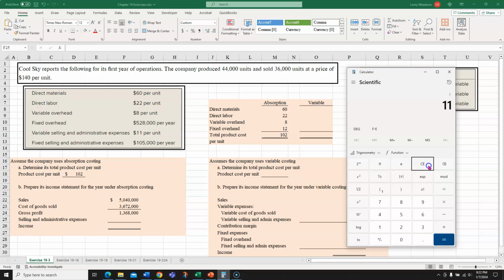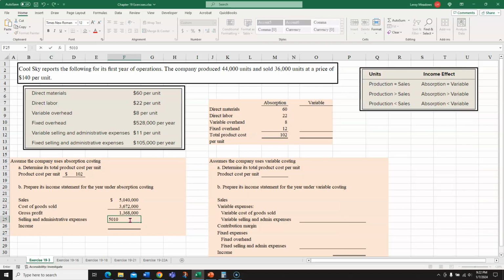Okay, $11 variable administrative and selling expenses per unit times 36,000 units. So my total variable selling and administrative expenses are $396,000. Now I'm going to add to that the 105,000 over here, so plus 105,000, and that gives me total selling and administrative expenses of $501,000. So 501.